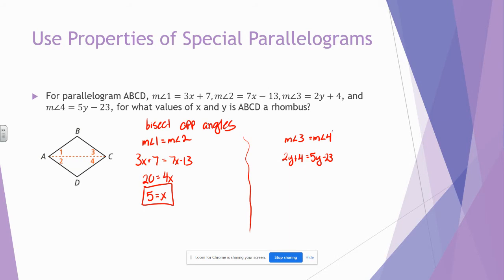And then over for 3 and 4, let's subtract the 2y and add the 23. So we get 27 is equal to 3y. Divide both sides by 3. 9 equals y.